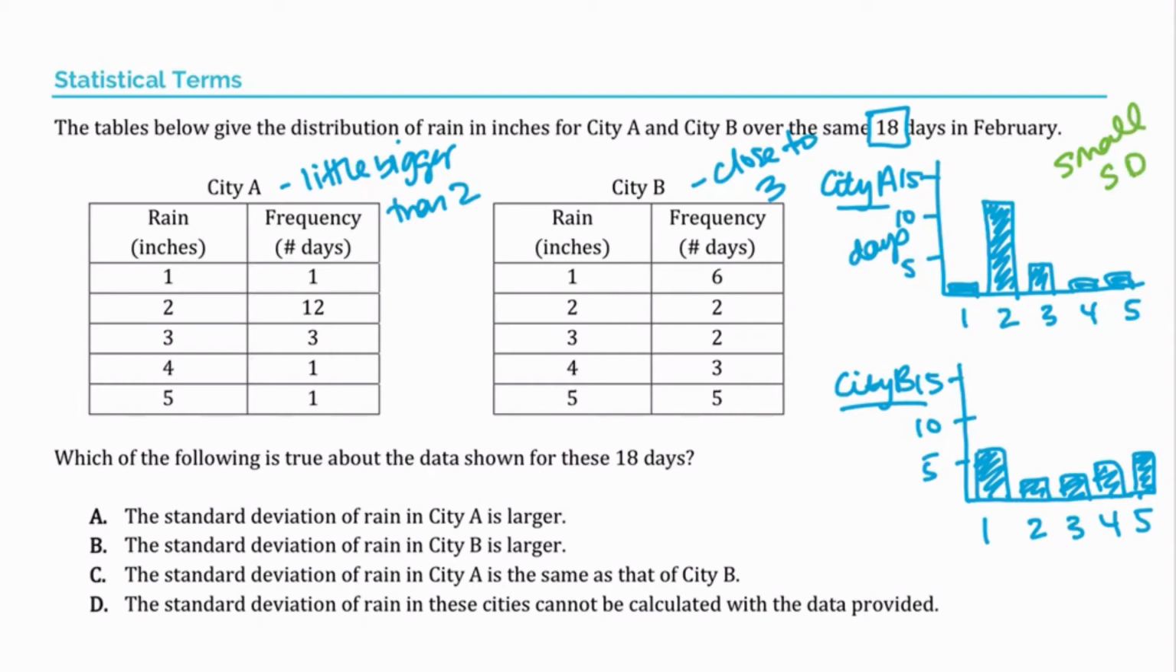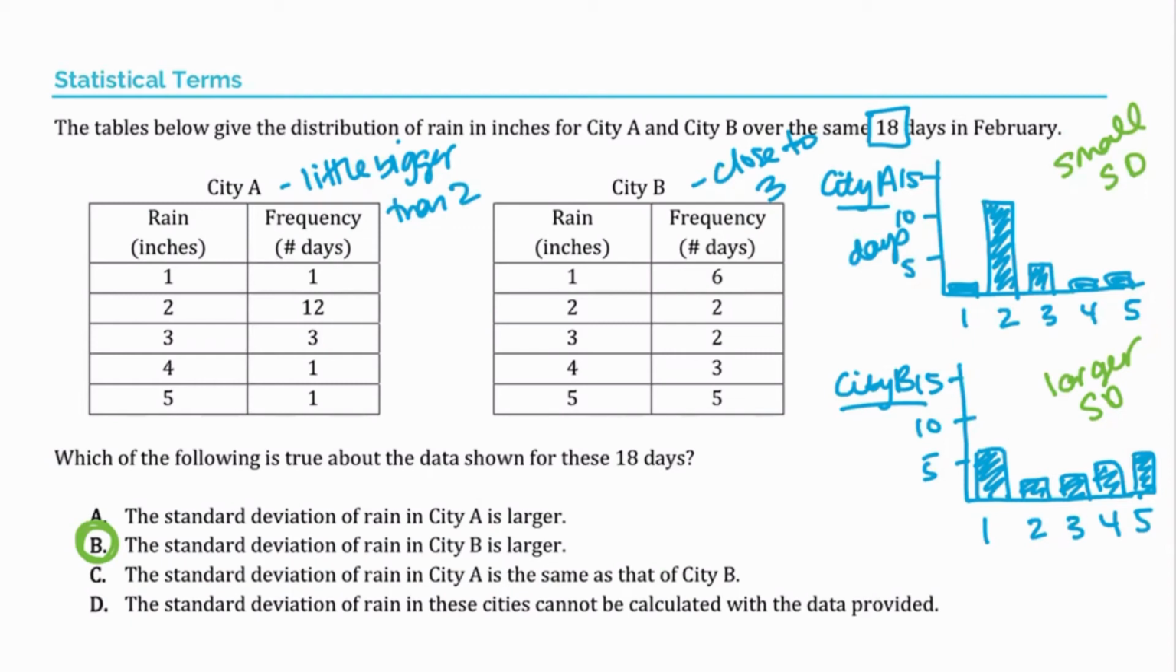But then if we look at city B, where our average is around 3, and we have our numbers way more spaced out, and we have more values that are farther away from 3, the 1 and the 5, than we do close to 3, which would be the 2 and the 4, we're going to have a larger standard deviation. So again, city A is going to have a smaller standard deviation. City B is going to have a larger, so our correct answer is B.